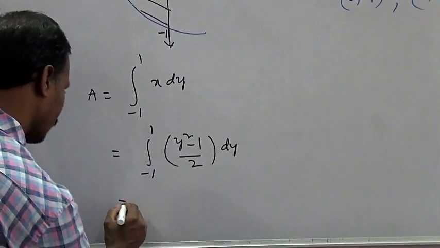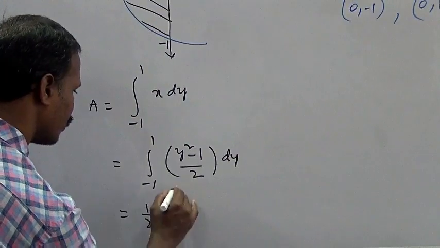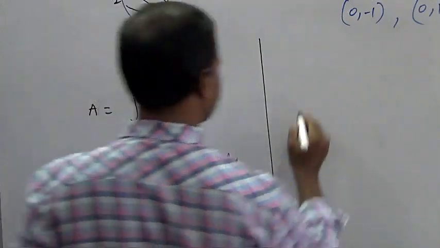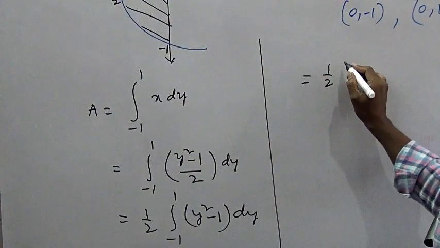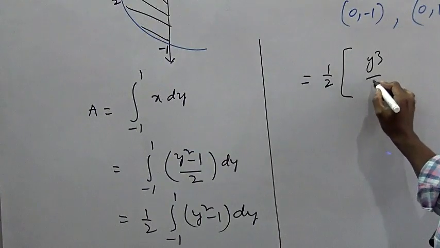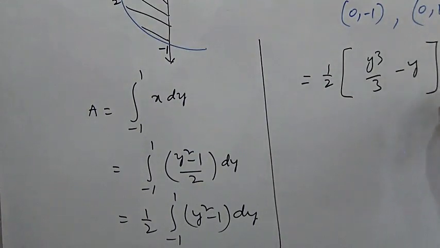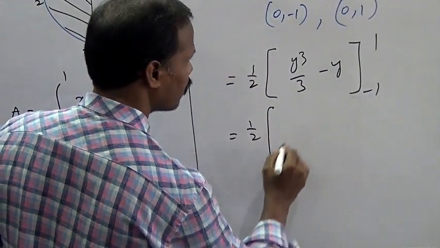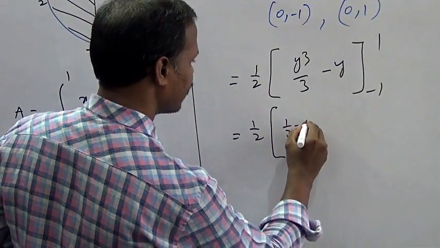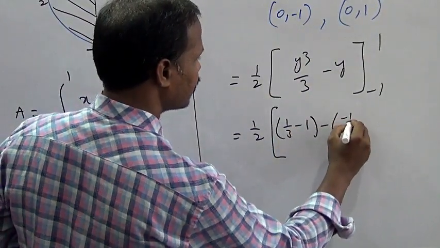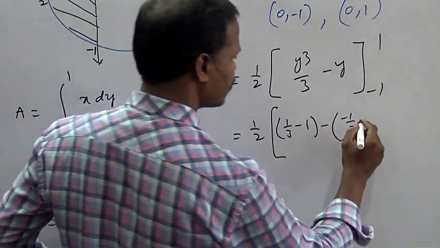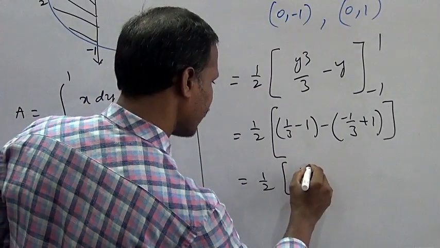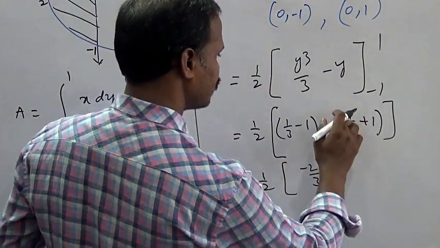Understood? Now this is equal to 1 by 2 integral from minus 1 to 1 of y square minus 1 dy. Now this is equal to 1 by 2 into y cube by 3 minus y, from minus 1 to 1. Now if you substitute, 1 by 3 minus 1 minus, minus 1 by 3 minus of minus plus 1, so this is equal to 1 by 2 into minus 2 by 3, minus 2 by 3.